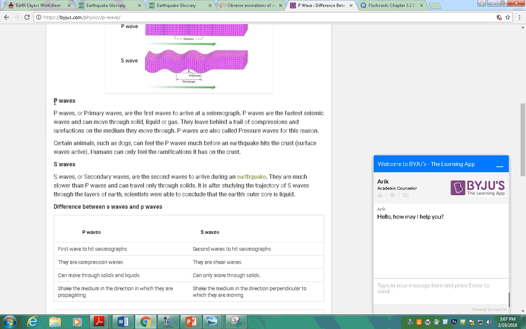Okay, so here's what you need to know about P waves. P waves are going to be the first waves to travel, to get there the fastest, to arrive at a seismograph when they're testing. P waves are going to be what we see first. They're the fastest seismic waves. And as far as momentum goes, they can move through solid, liquid, or gas. This is going to be the type of wave then that's going to be able to travel the farthest. So that's your P wave.